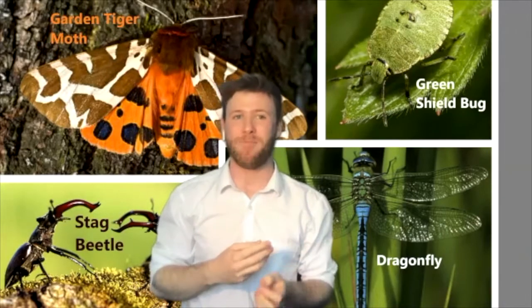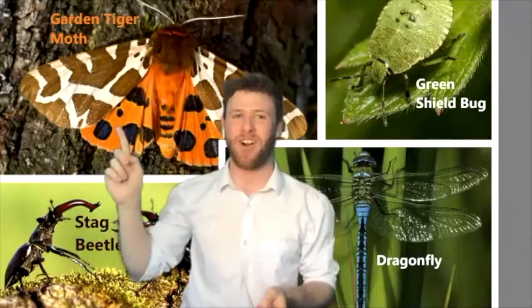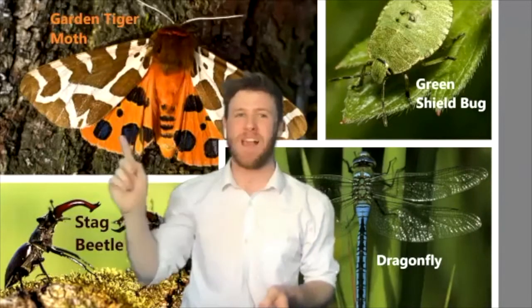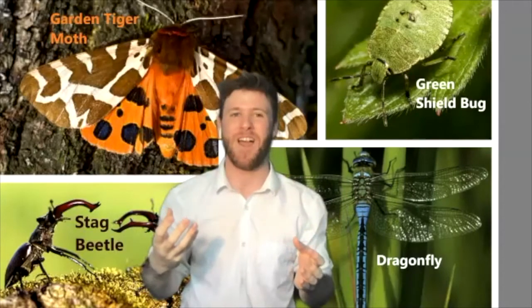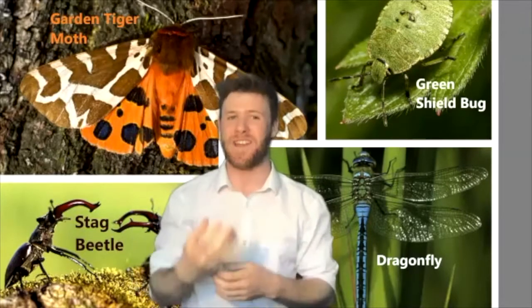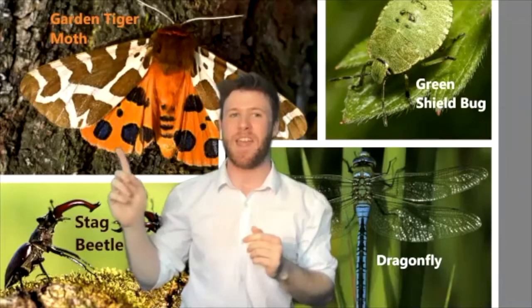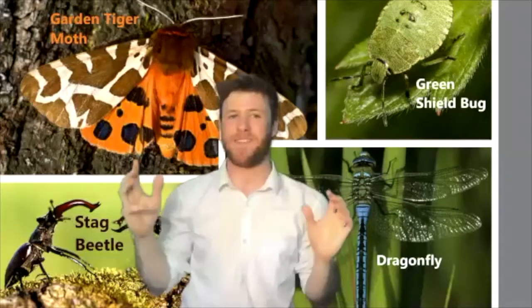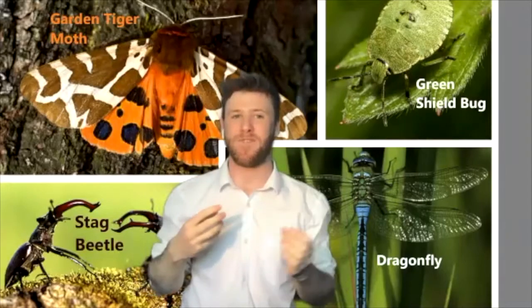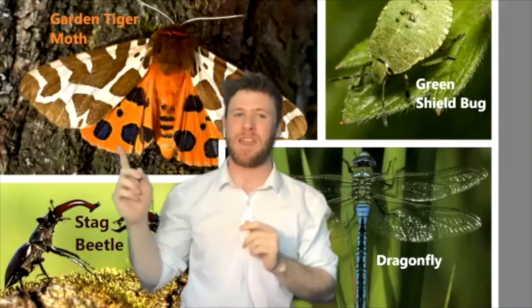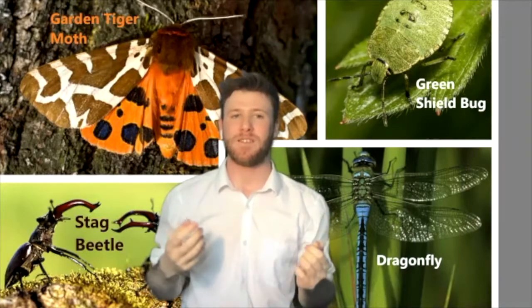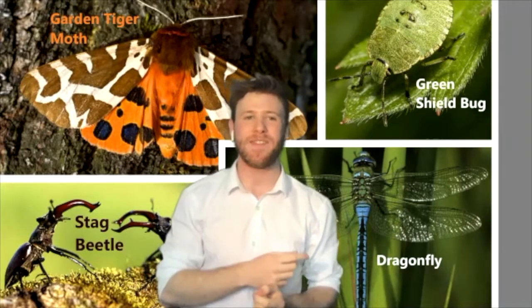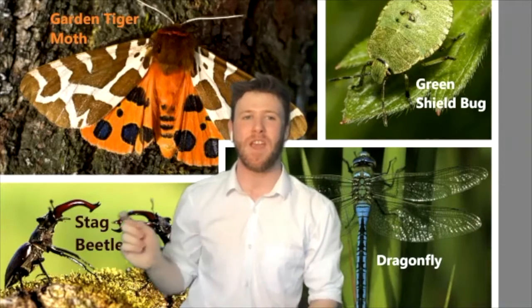Something that's completely the opposite of that is this garden tiger moth here. It's called a tiger moth because it replicates the colors of a tiger, which doesn't disguise it as well, but it's very, very good at attracting mates. So it's got a different use to the green shield bug in that it's got these bright colors to attract mates.